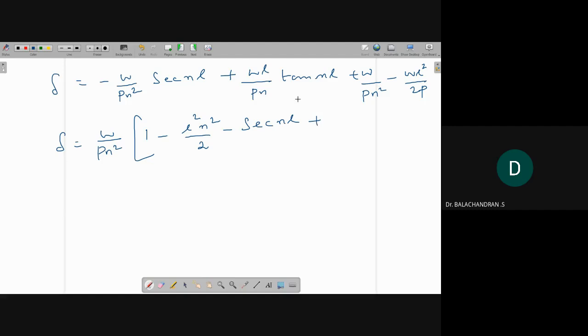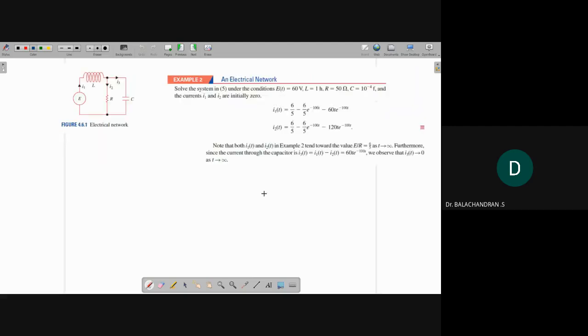Here you have plus L N, because I took n square commonly, here I have n, so ln p I took commonly, okay, into tan n. So this is the maximum deflection. The problem is over. So in the next problem, I am going to discuss with you only the differential equation. Once you form the differential equation, the remaining part you can try.